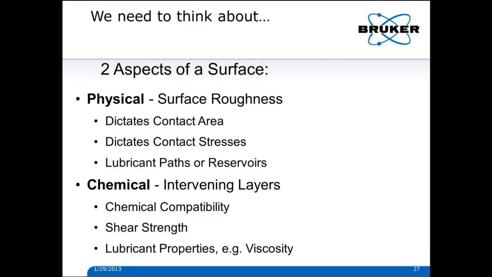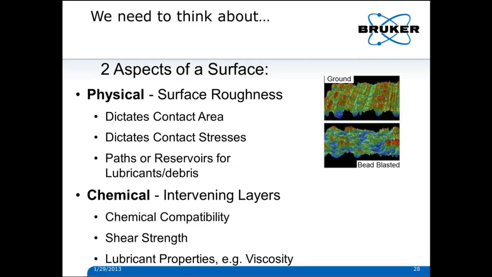And surface roughness also serves as a path for lubricants or reservoirs. So here's an example on the right here of two different surfaces. There's a ground surface where you can see the directionality of the grinding, and on top of that is even smaller micro roughness. Lower is a bead blasted, or more random, surface. So this is what we think about when we think about surfaces, paths or reservoirs for lubricant or debris in the contact area.